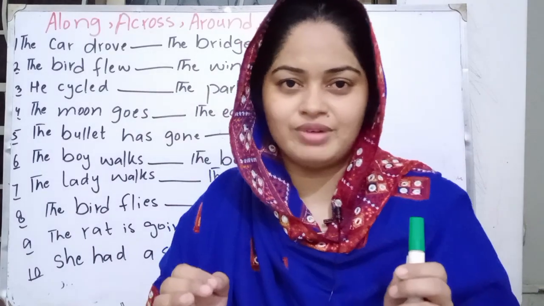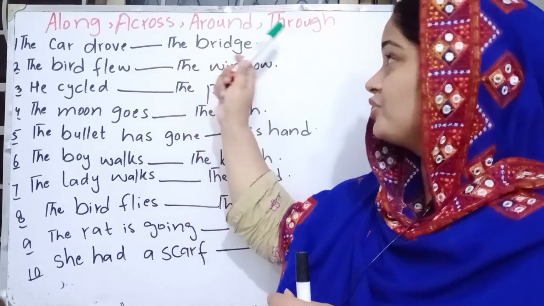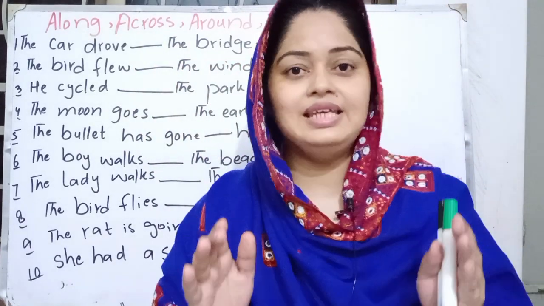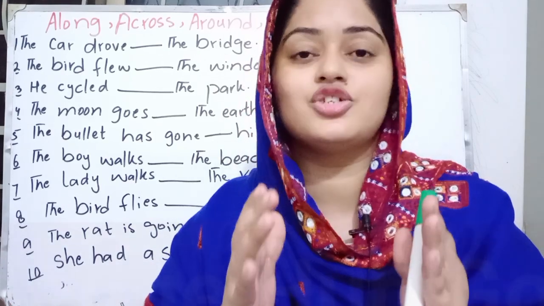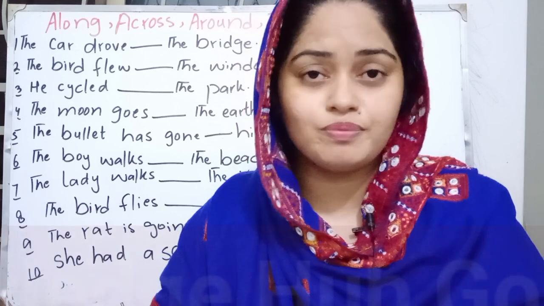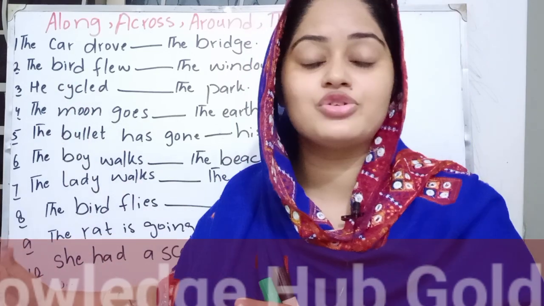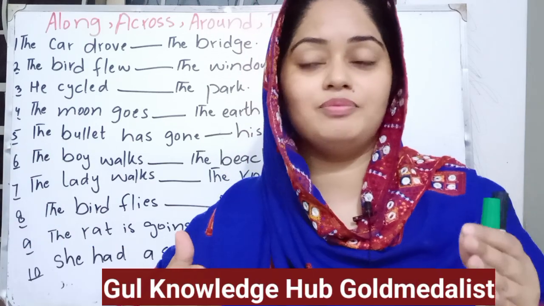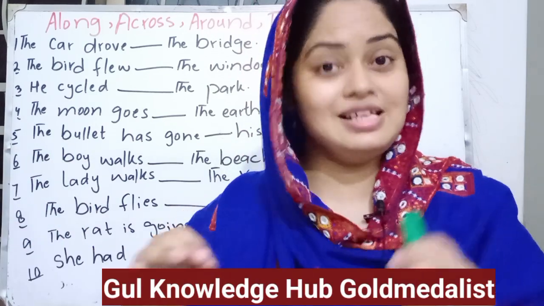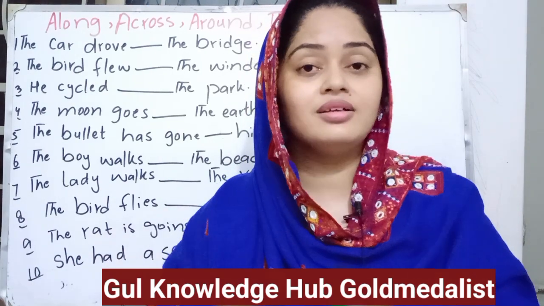Prepositions of movement: along, across, around, and through. These are called prepositions of movement because they show various kinds of movements. We are going to study these movements in a very interesting style, and we are going to solve these 10 examples. After this video, you will be in an easy position to solve the movement prepositions.